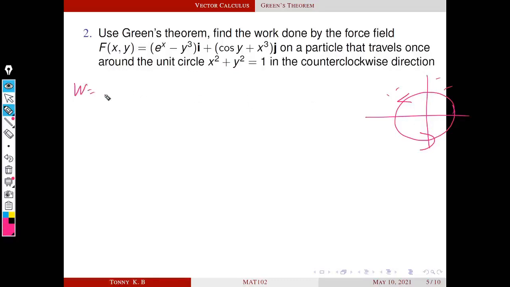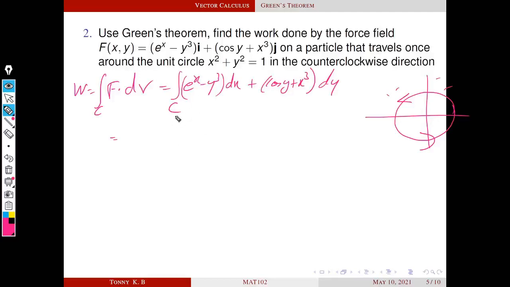We know that work done is equal to the integral over C of F dot dr, where dr is dx i plus dy j and F is this one. By taking the dot product, this expression becomes the integral over C of e raised to x minus y cube dx plus g dy. So in this case our f value is e raised to x minus y cube and g value is cos y plus x cube. We know that we can evaluate this single integral using a double integral.